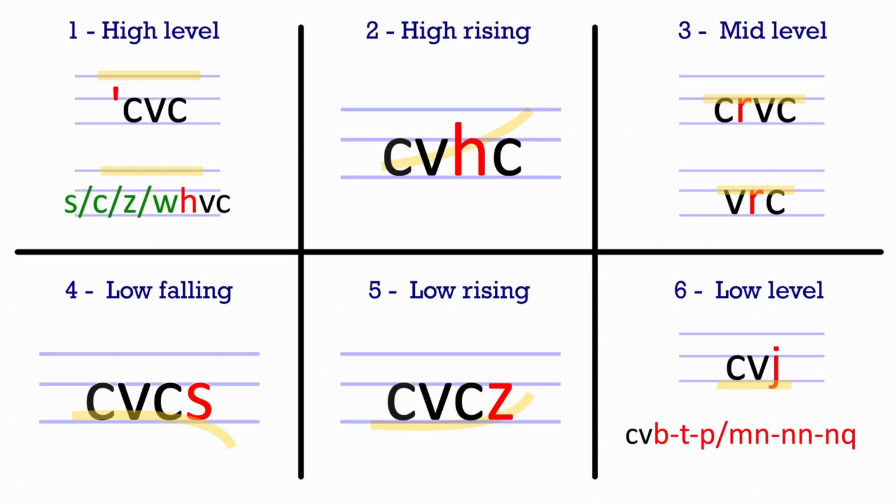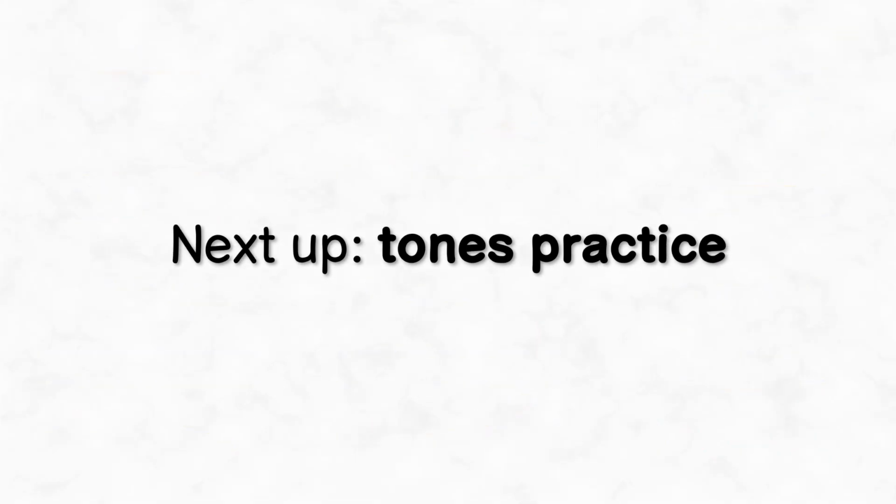Here's a summary of all the tones. Feel free to pause if you need to review. Remember that we have 3 flat tones, 2 types of rising tones, and 1 falling tone. It's also only the flat tones that have variant spelling rules. And that's it for this video.